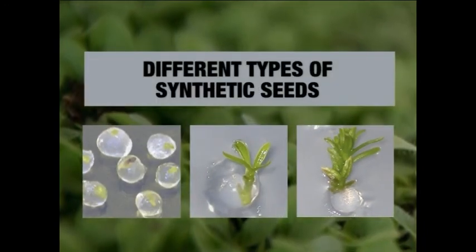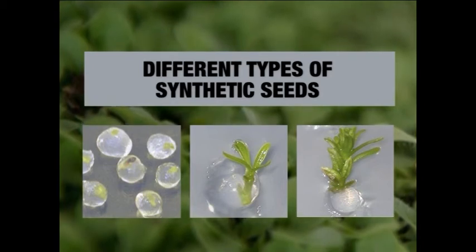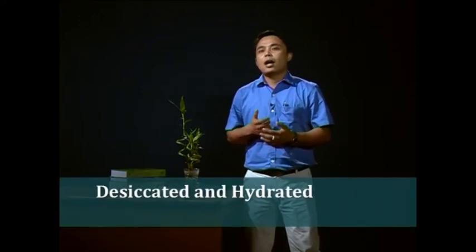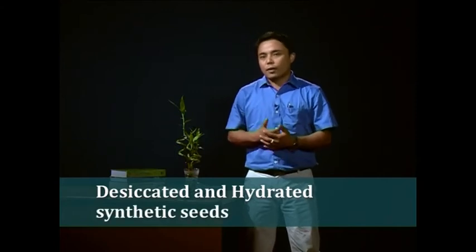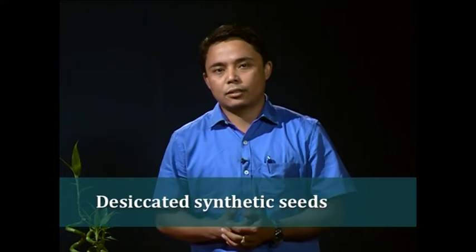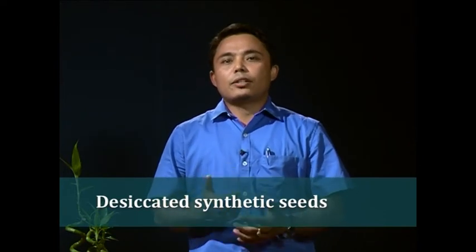Now, let us come to different types of synthetic seeds. Two types of synthetic seeds are produced following different approaches of development. They are desiccated and hydrated synthetic seeds. Now let us first take up desiccated synthetic seeds. In this case, the somatic embryos are first encapsulated by polyoxyethylene and allowed to desiccate. The desiccated synthetic seed can be developed for those plant species which have somatic embryos resistant to desiccation.